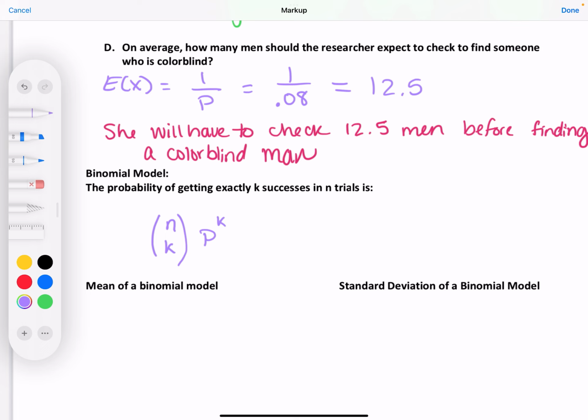P to the K times 1 minus P to the n minus K. There's so many letters. 1 minus P is just the probability of failure. So it's the probability of success times the probability of failure. And then K is the number that we're looking for, so then we do n minus K for the number that are fails.